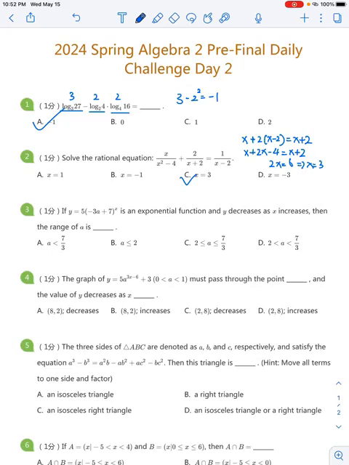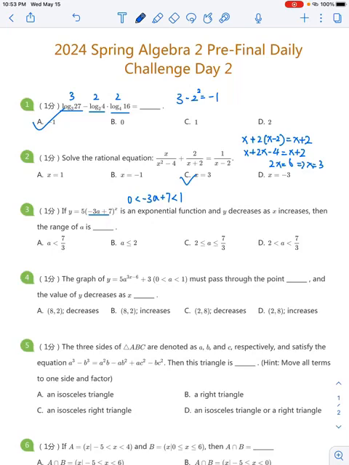Okay, and then for choice 3 here, if y equals 5 multiplied by (-3a plus 7) to the power of x is an exponential function, and y decreases as x increases, then what's going to be the range of a? Alright, so in this case, because we know it's an exponential function and y decreases as x increases, we know that the base of this power has to be from 0 to 1 if we want to satisfy this condition here.